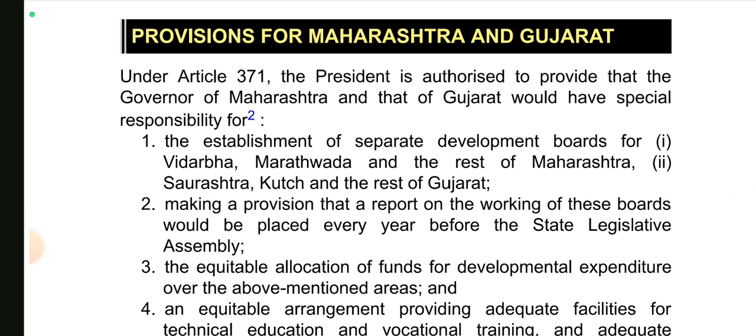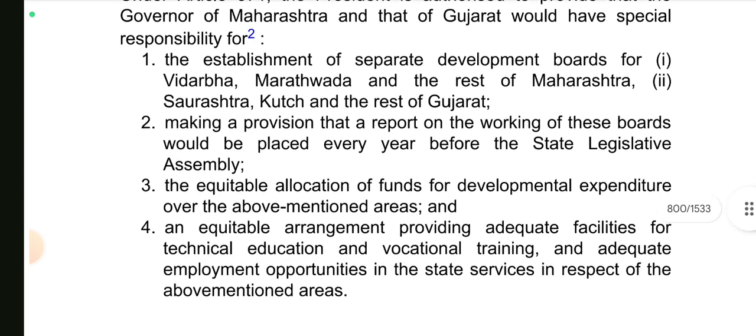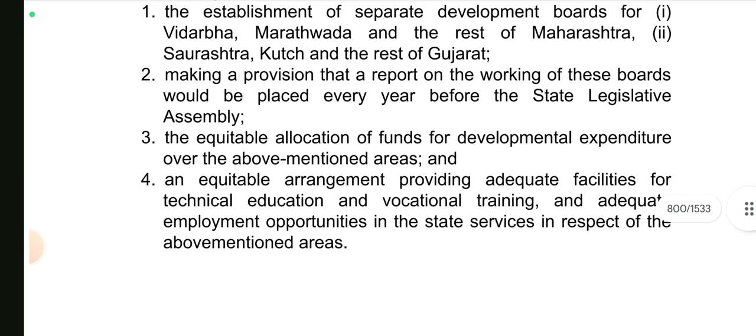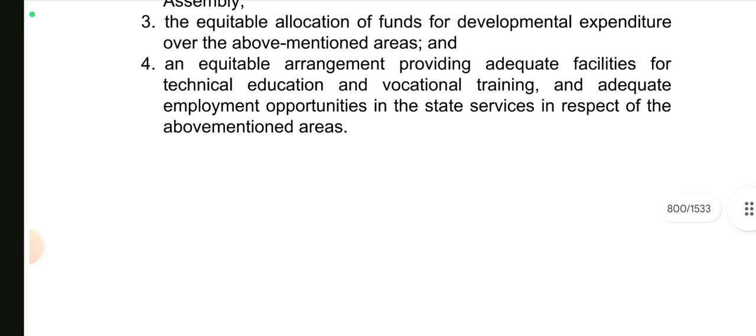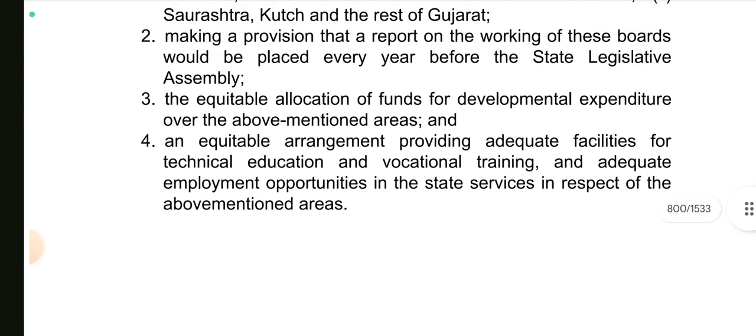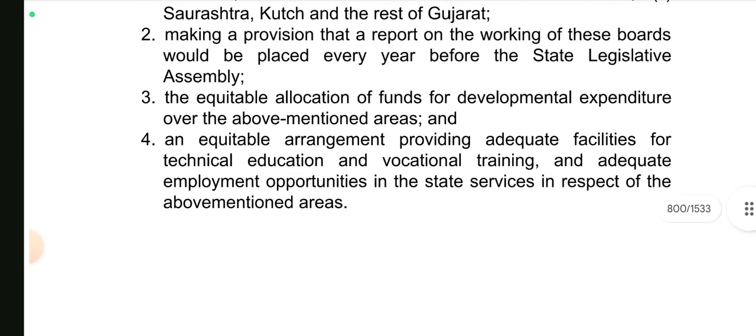Provisions for Maharashtra and Gujarat. Under Article 371, the President is authorized to provide that the Governor of Maharashtra and that of Gujarat would have special responsibility for the establishment of separate development boards for Vidarbha, Marathwada, and the rest of Maharashtra, Saurashtra, Kutch, and the rest of Gujarat, making a provision that a report on the working of these boards should be placed every year before the State Legislative Assembly. The equitable allocation of funds for development expenditure over the above mentioned areas and an equitable arrangement providing adequate facilities for technical education and vocational training and adequate employment opportunities in the state services in respect of the above mentioned areas.